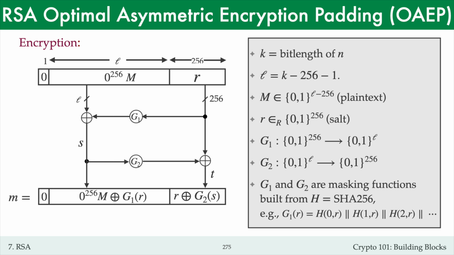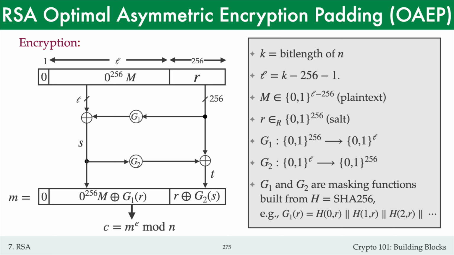So T is obtained by masking R with G2 of S. Let's call the resulting bit string M. M has bit length k. Lastly, M is encrypted using the RSA encryption function by raising it to the power E modulo n to get the ciphertext C.